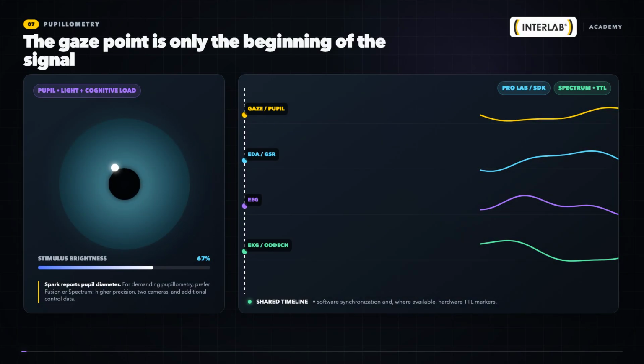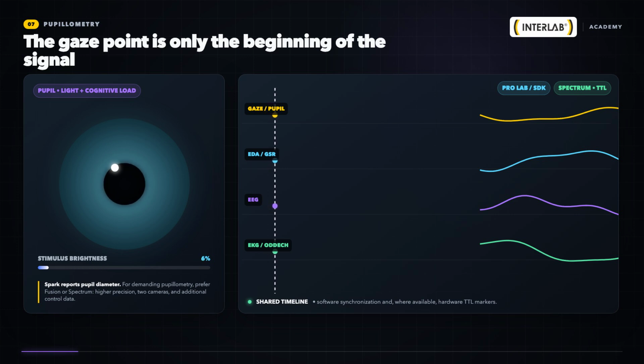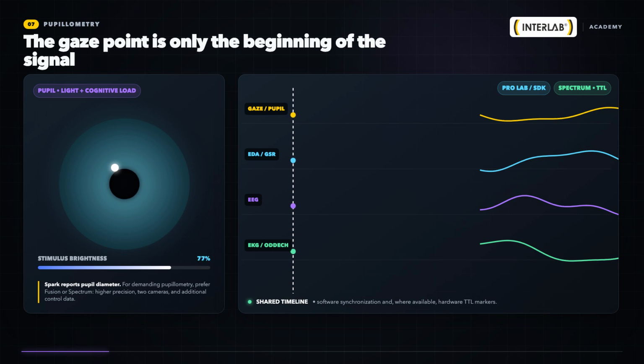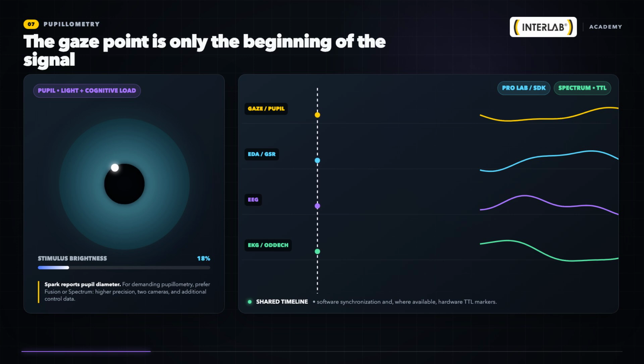An eye tracker can record much more than a gaze point. Depending on the system, the output may include the position of both eyes, pupil diameter, eye openness, gaze origin, and sometimes head position. Tobii Pro Spark reports pupil diameter, so it is not correct to say that pupillometry is technically impossible with this device. Spark is, however, a single camera system optimized primarily for fixation data.